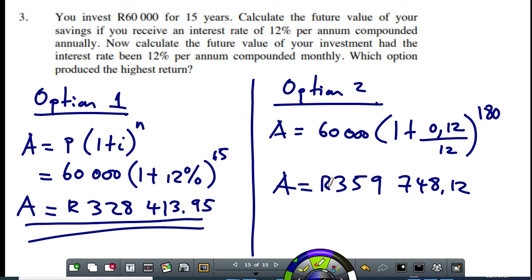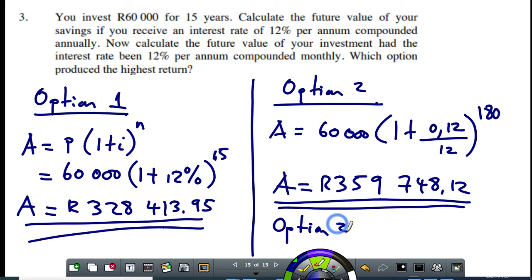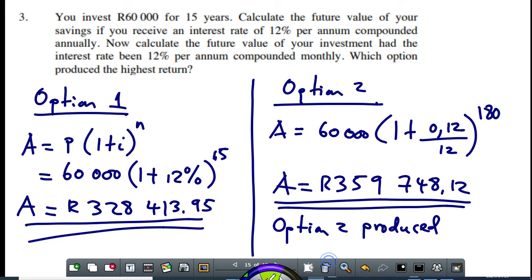Okay. So which option is the best option? Which option produced the highest return? Option 2 is the one that I would prefer if I'm investing money. I would want to get more interest. So why is there so little difference between the two options? Should it not sometimes be more? No. Why? Using compounding.